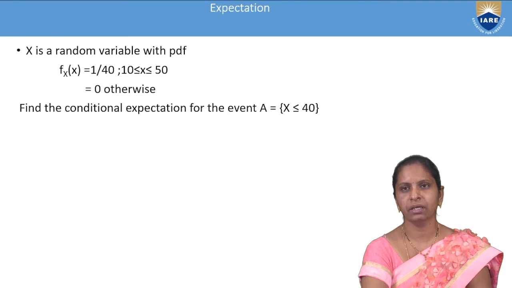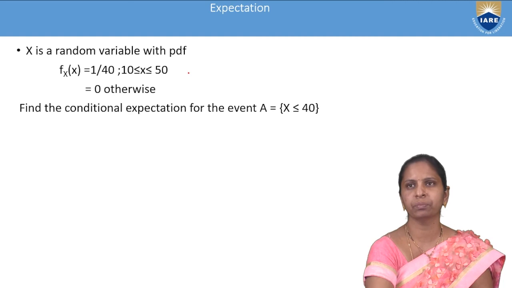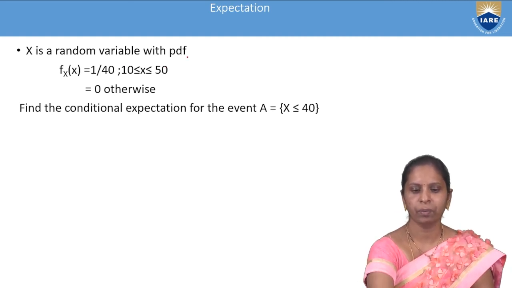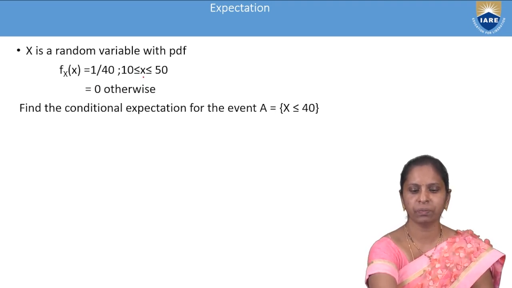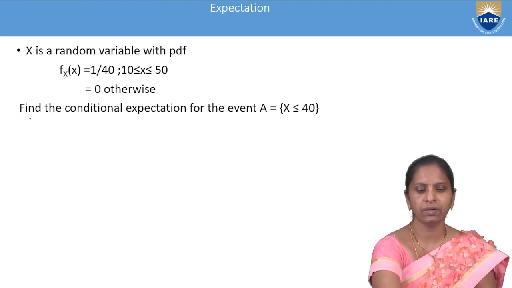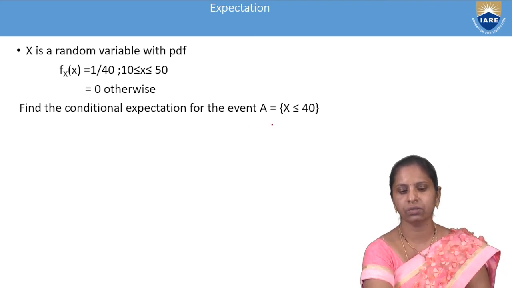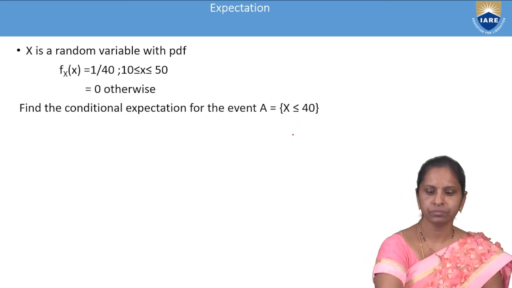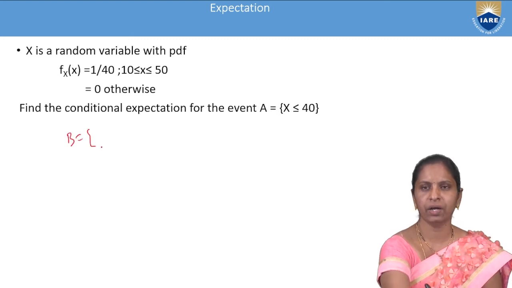Now let us see an example problem. If x is a random variable with PDF, meaning probability density function, fx of x is equal to 1 by 40 for what values of x, when x is 10 to 50, and that equals 0 otherwise. So what do I have to calculate here? Find the conditional expectation for the event a is equal to x is less than or equal to 40. So here in place of a I can take b also because in the formula I have taken b.